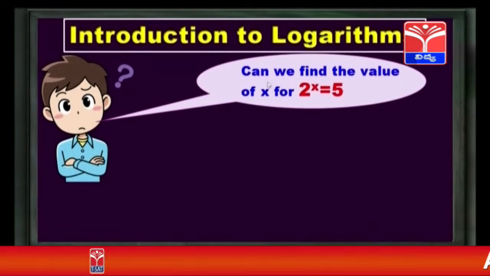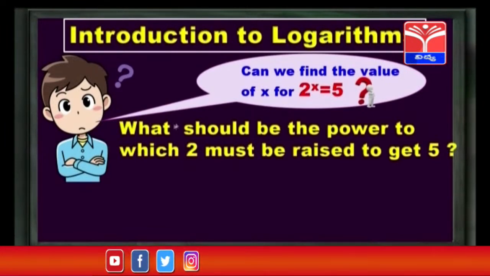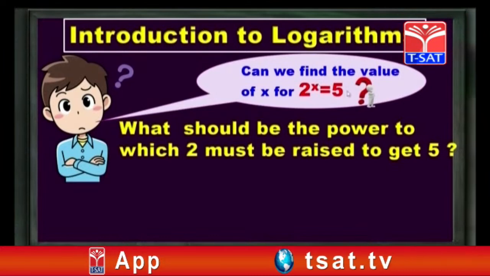By using exponents, are we able to find the value of x for 2^x is equal to 5? What does it mean? What is 2^x is equal to 5 means? What should be the power to which 2 must be raised to get 5? That means for what value of x does 2^x become 5?